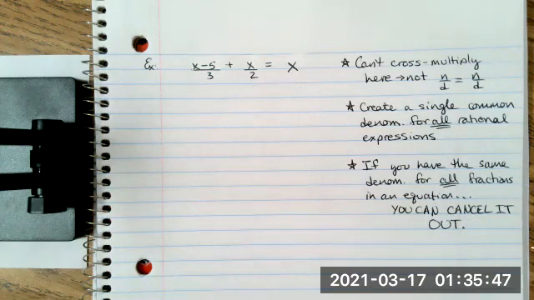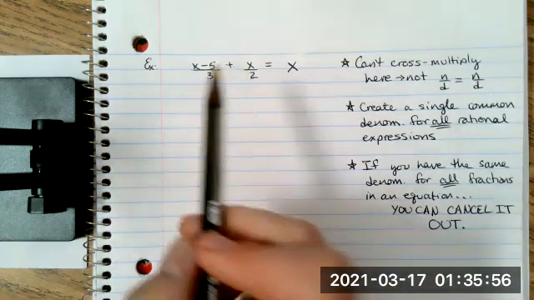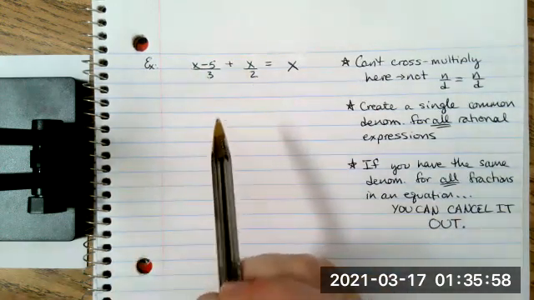So make sure you've got this written down because these are the procedures we're going to go through. If you can't cross multiply, we're going to create a single common denominator. And if you have the same denominator, you can cancel it out. So here's what this is going to look like for my example up here.